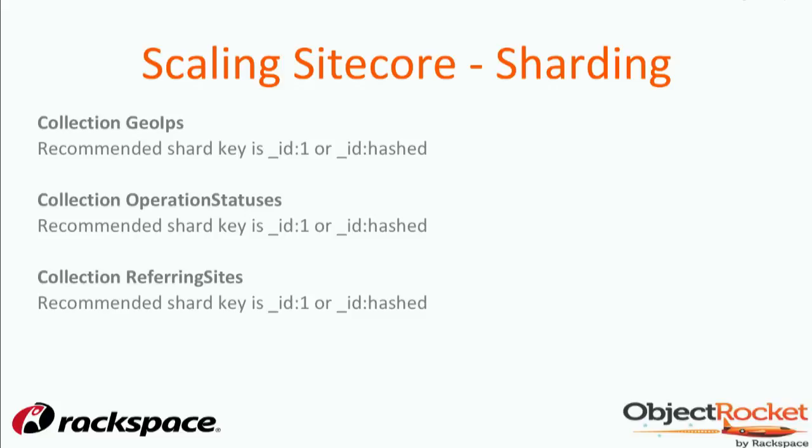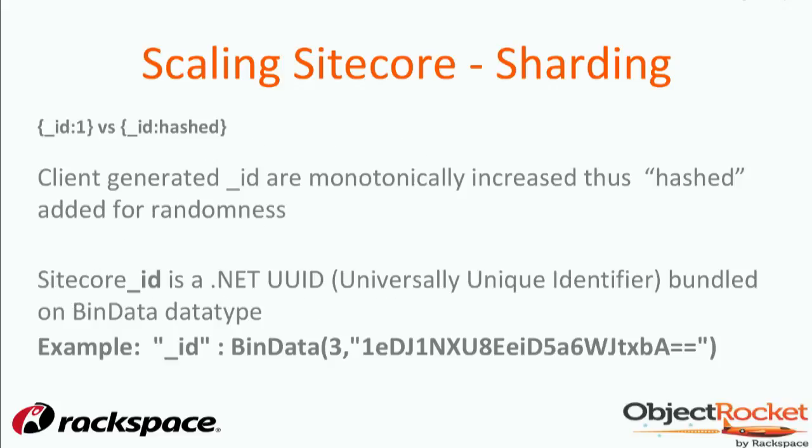Can I ask you a question? Yeah. So ID hashed versus ID, what would be your calculus and how would you pick? Yeah, that's the next slide. Oh, perfect. Yeah. So I mentioned on my slides ID or ID hashed. We all know about hashed shard keys: we use hashed when our key is monotonically increasing, in order to create randomness so that not all the inserts go to the last partition of Mongo. On Sitecore, I mentioned before that the underscore ID is generated by the application and it's a .NET UUID.